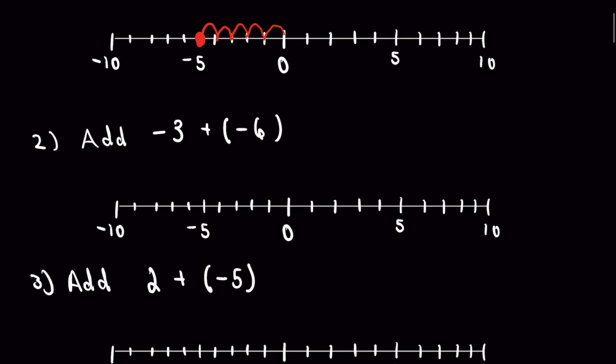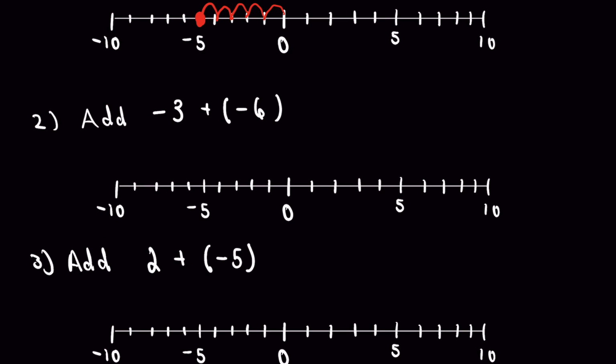So same thing, suppose we do negative 3 plus negative 6. Well, I would go 3 units to the left. So 1, 2, 3. And then another 6 to the left. So 1, 2, 3, 4, 5, 6. And that's going to leave me sitting at the value of negative 9. And again, if it was positive 3 and positive 6, you would get 9. And then remember just to include that negative.